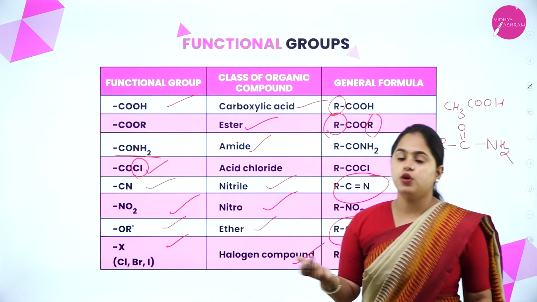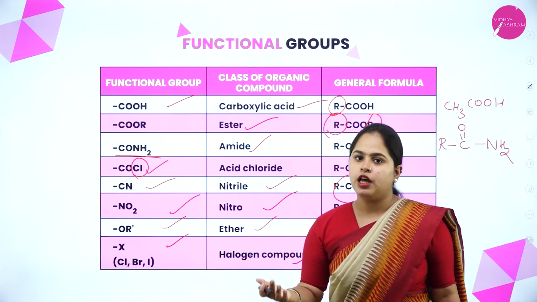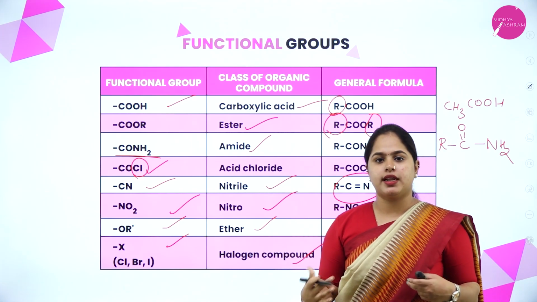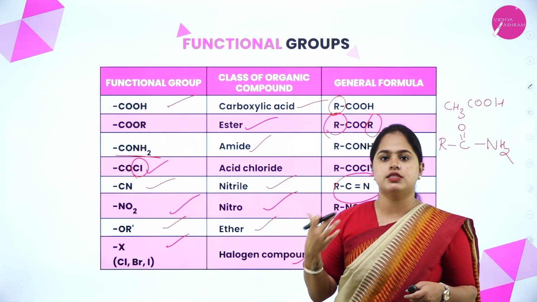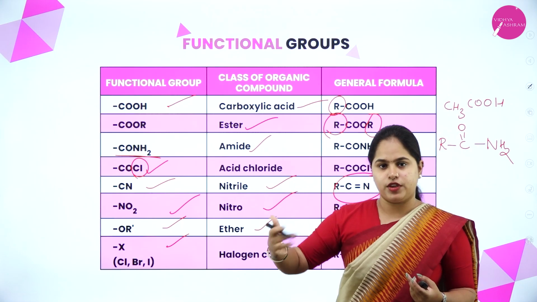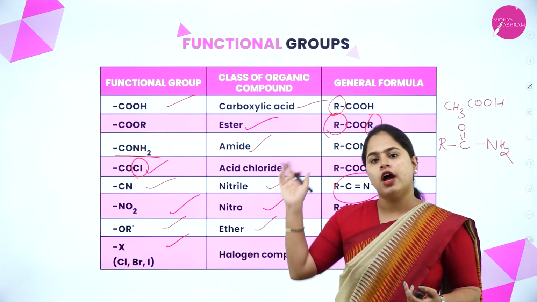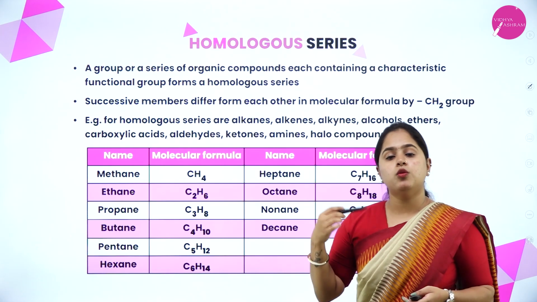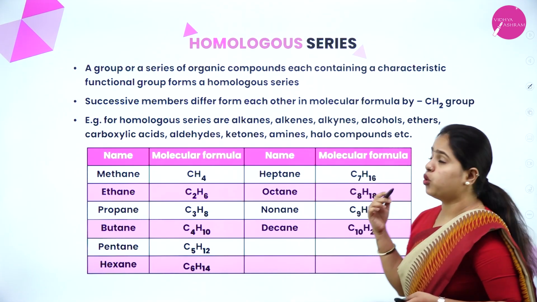So these are the few functional groups which you have to be familiar with. So when we are going to study in detail about the nomenclature and the properties and the reactions, all those things which we are going to study in detail in the chapter, all these functional groups will be more and more clear to you. Okay, right. So now moving on to the next concept, that is homologous series.